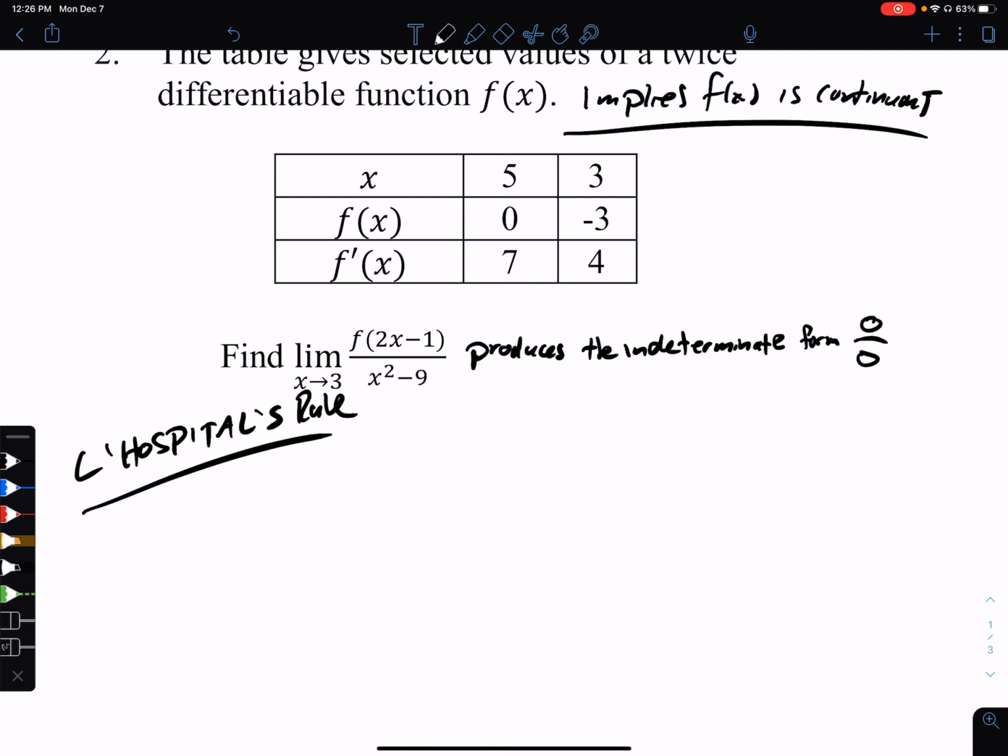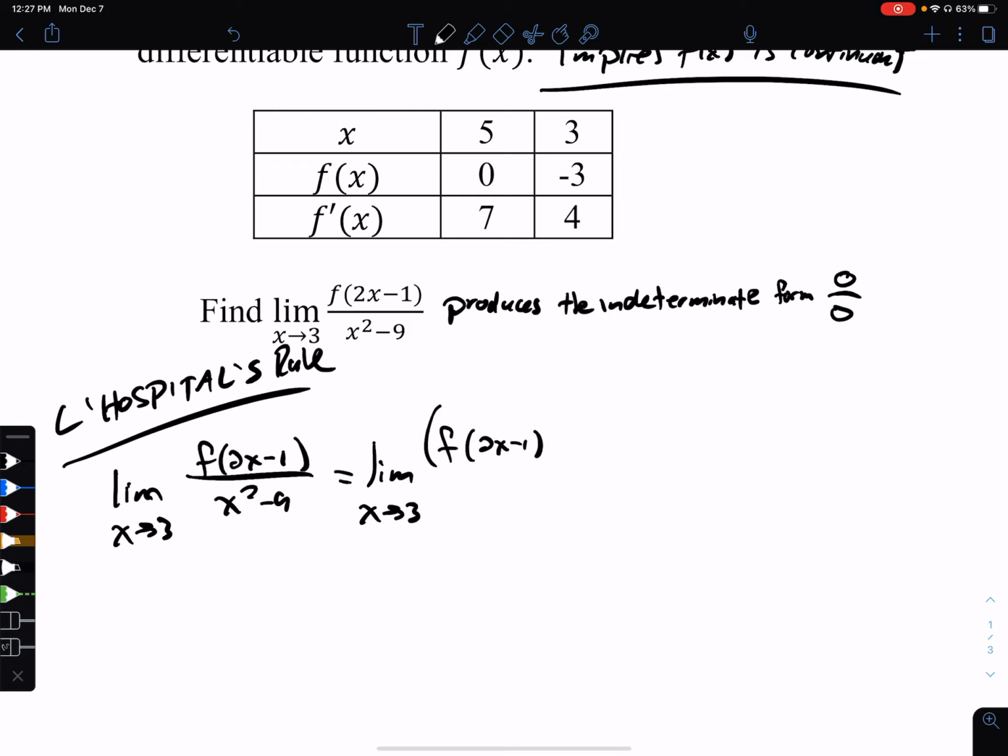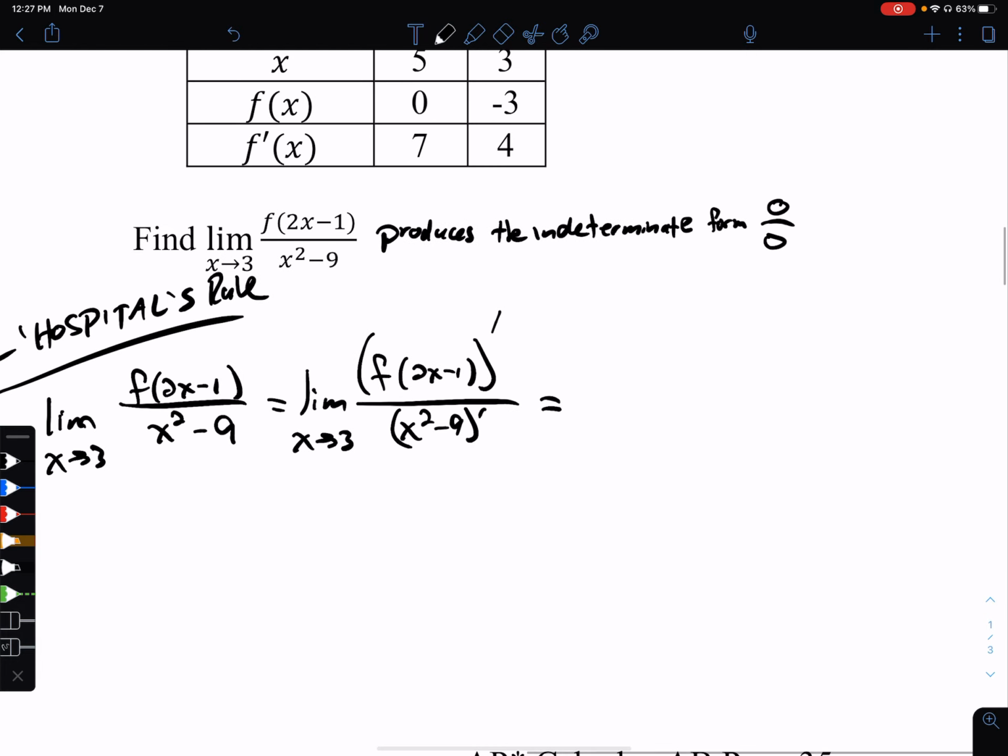So the limit as x approaches 3 of f of 2x minus 1 over x squared minus 9 is going to equal the limit as x approaches 3 of f of 2x minus 1 prime over x squared minus 9 prime. Derivative, if you will. Derivative of the top is going to be the chain rule, once again. The bottom is just the power rule. I'll just do that one first.